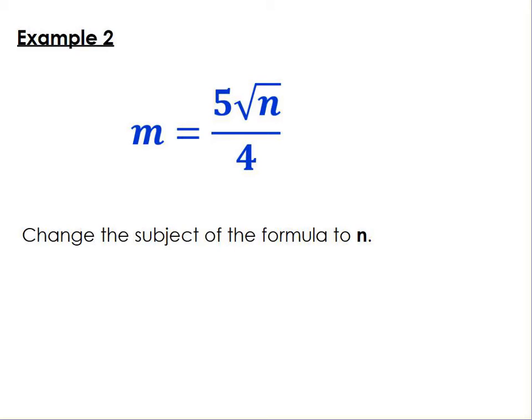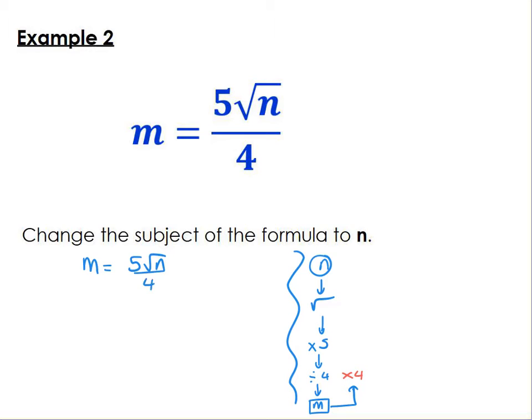Example 2. M equals 5 times the square root of n, all divided by 4. Change the subject of the formula to n. So what has happened to n? First of all, it's been square rooted. Then it's been multiplied by 5, then divided by 4. So the first thing I'm going to do is multiply both sides by 4. That's going to give me 4m equals 5 times the square root of n.